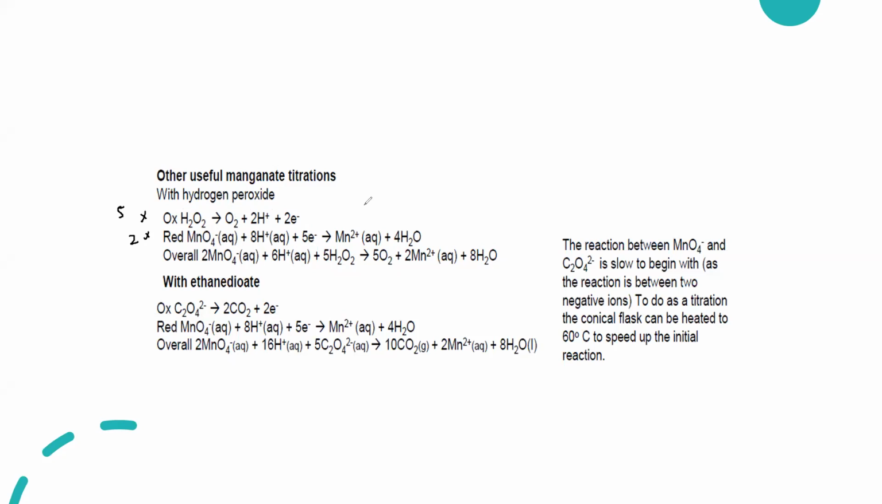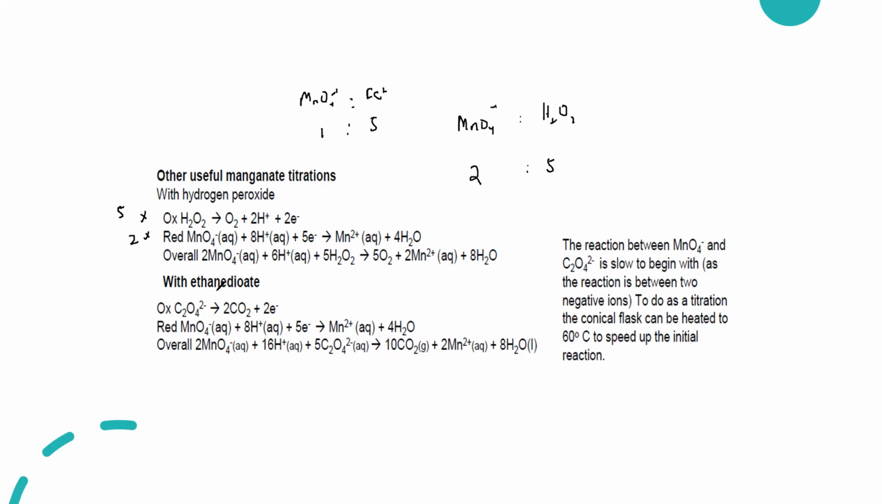And what is the simplest ratio here for manganate ion to hydrogen peroxide? The simplest ratio is 2:5. And the simplest ratio for manganate ion to iron 2 was 1:5. And ethane dioate.